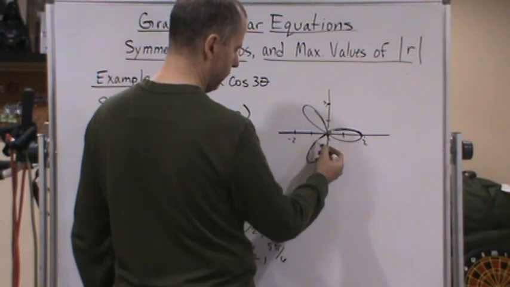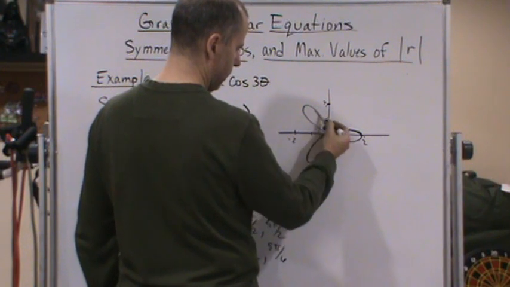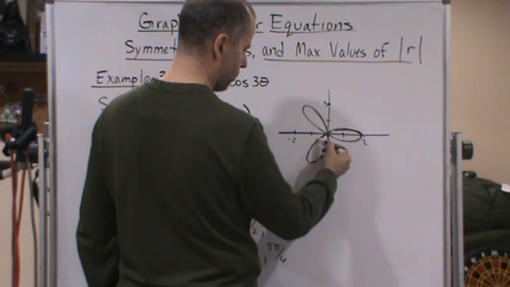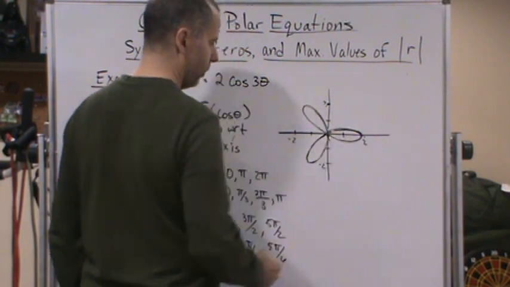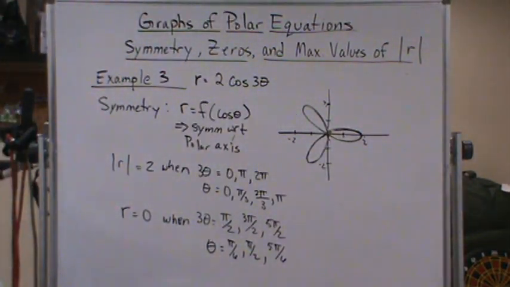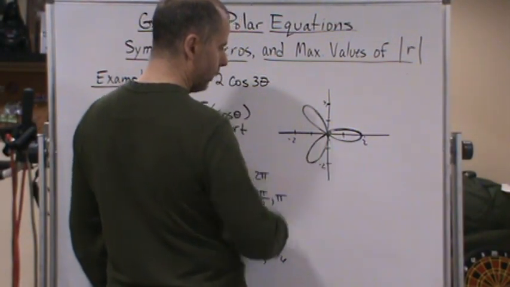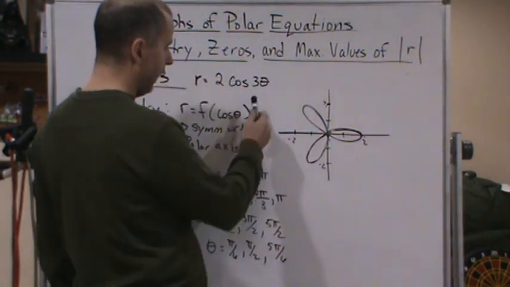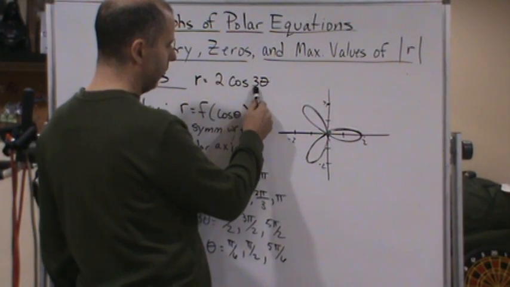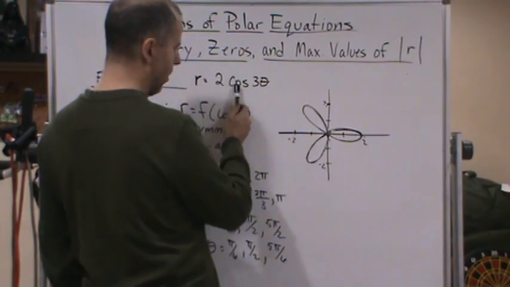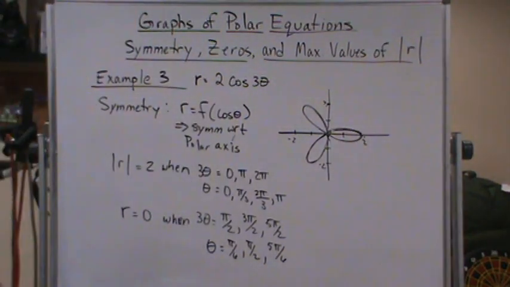So it's going to go this way, all the way around. It's going to come back to the starting point, and then it's going to trace it again. And notice also that we've got 1, 2, 3 petals, and we've got a 3 here. So 3 theta correlates to 3 petals. Now it's cosine 2, so just be aware of that.